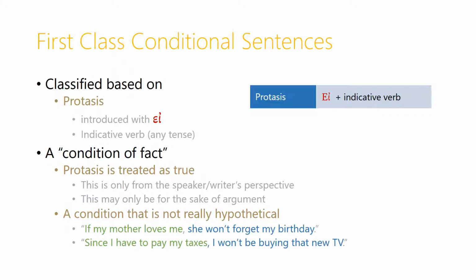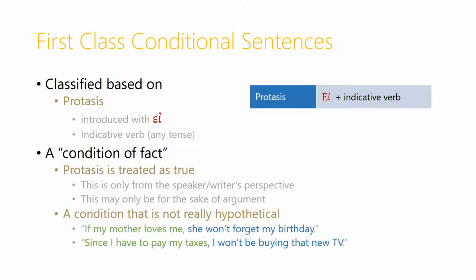The first class conditional sentence is classified based on the introduction of the protasis with ei. This is one of our two words for if, ei. And notice it looks just like the third person singular of eimi, so don't get it confused. Ei here in a first class conditional sentence is followed by an indicative verb in any tense. This is what we call a condition of fact. The protasis, the condition, is treated as true.